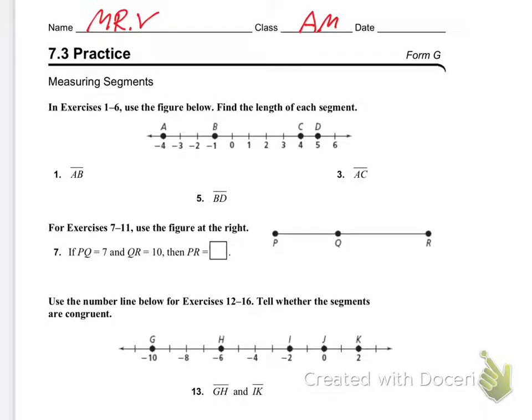So we're looking at segment AB. So I need to go from here to here. I'm just trying to find the length of this segment, or this line, if you will. So I just need to find out how far of a distance it is from here to here. So that's 1, 2, 3. That's it.